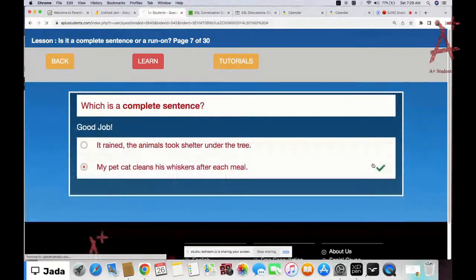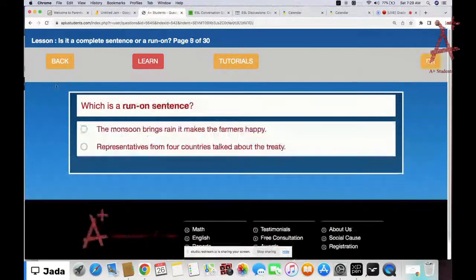So yeah, that's it, everyone. Which is a run-on here? The monsoon brings rain. It makes the farmers happy. Representatives from four countries talked about the treaty. So it's going to be this one.